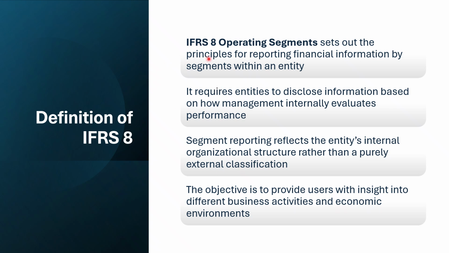IFRS 8 is an accounting standard that deals with how companies report information about different parts of their business, which are called operating segments. Instead of looking at the company as one single block, IFRS 8 asks companies to show how different business activities perform. For example, different products, services, or geographical areas, the same way management sees them internally.